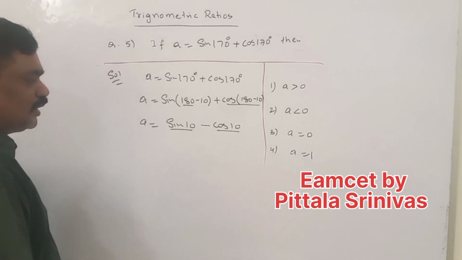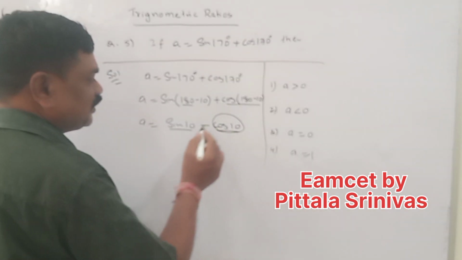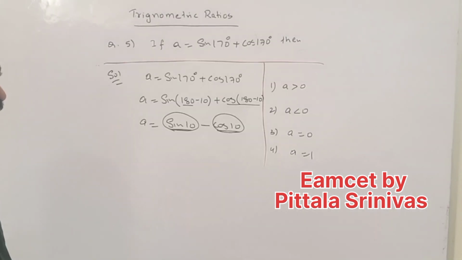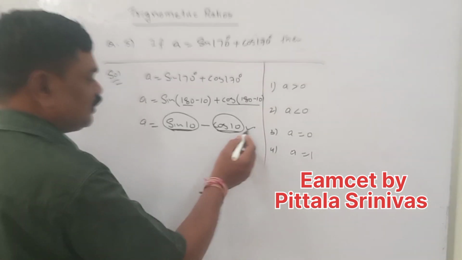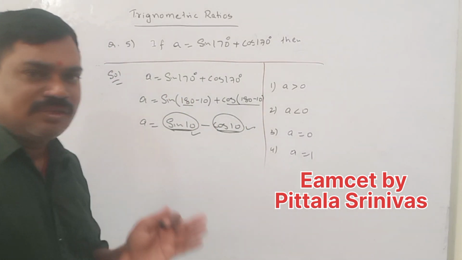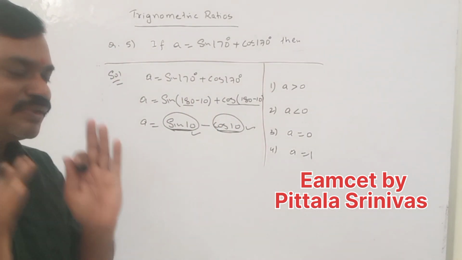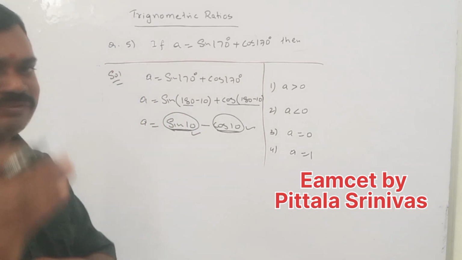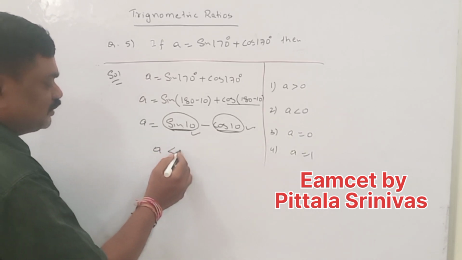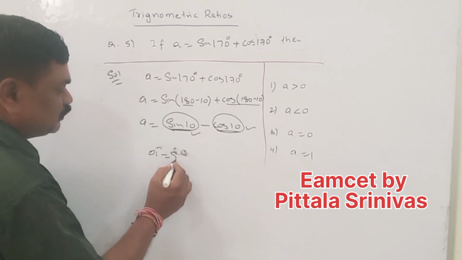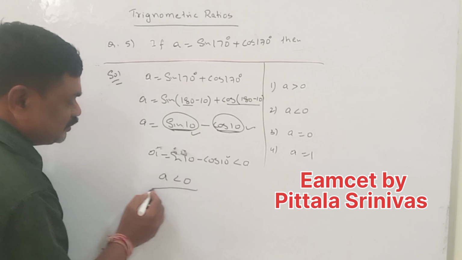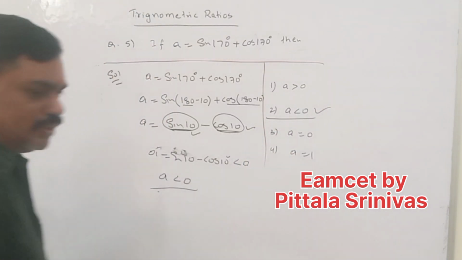Here you observe, cos is a decreasing function in the first quadrant. Sine is an increasing function in the first quadrant. So this is the more value, this is the less value, comparing. This is the decreasing function, 0 to 90 degrees is a decreasing function. This is the increasing function. So we have sine 10 minus cos 10 is less than 0. So A is equal to sine 10 minus cos 10 which is less than 0. So A less than 0. So 2 is the answer. Okay, all of you.